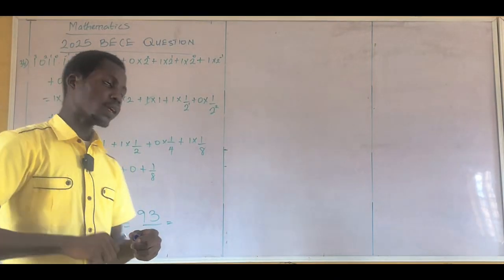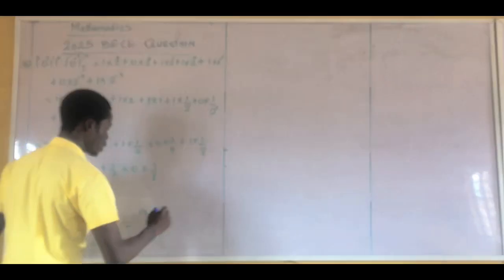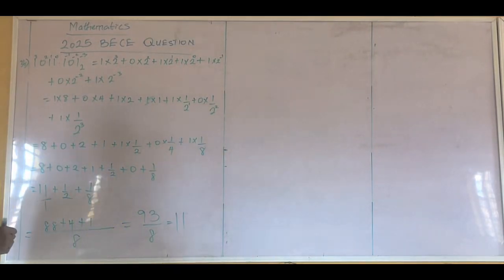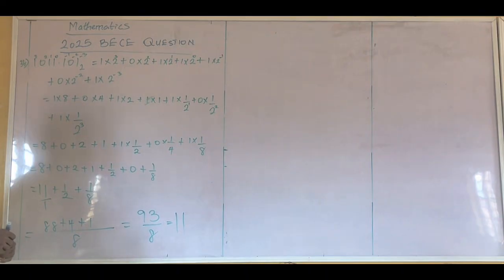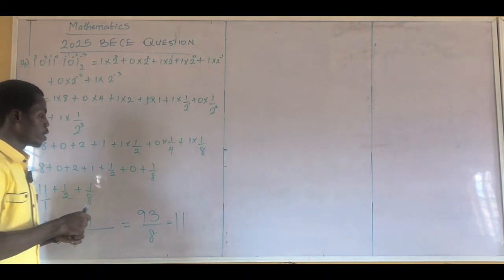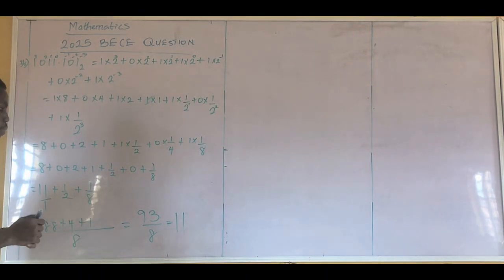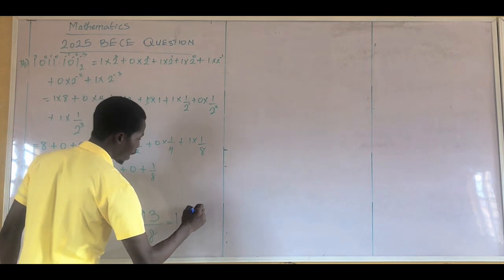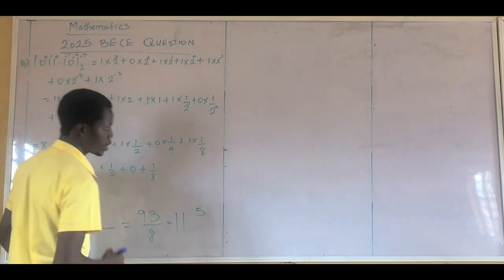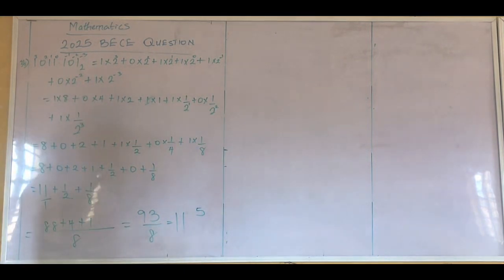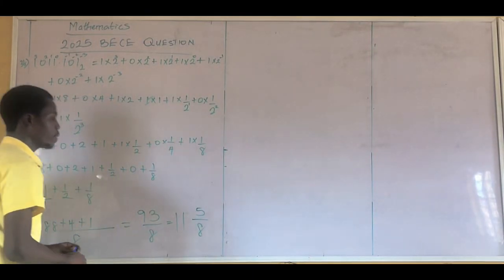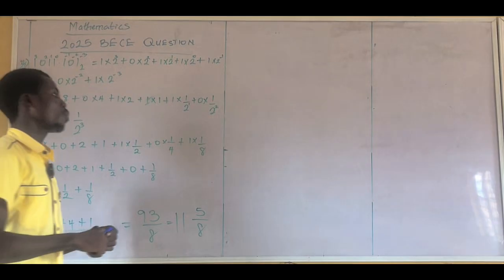And then, having solved this, 93 divided by 8 is going to give us what? 11, which is 88. 11. What do you have to add to 88 to give you 93? So we're going to add what? 5. 88, 89, 90, 91, 92, 93. So 5 over what? 8. So you have 11 whole number, 5 over 8.